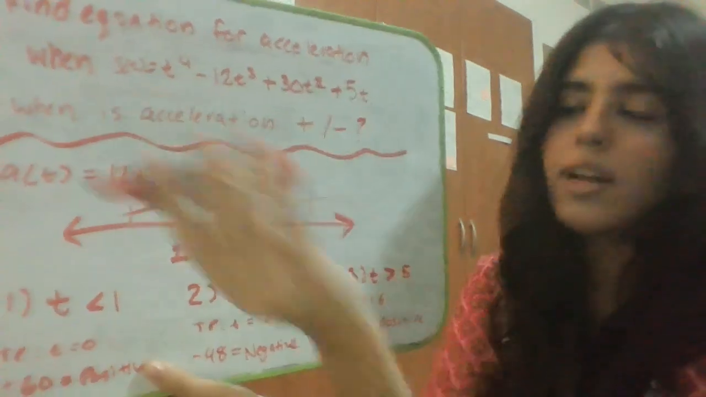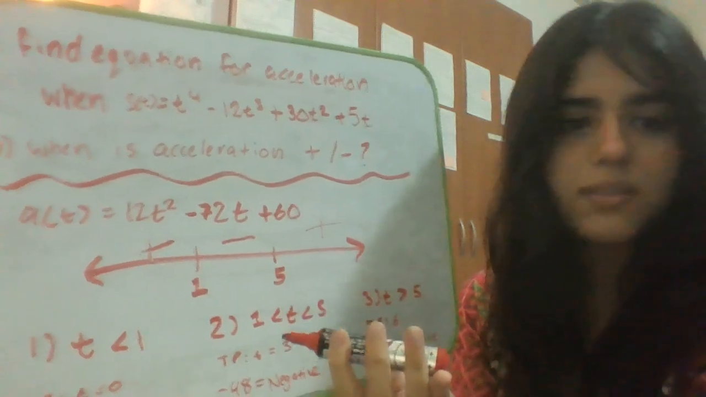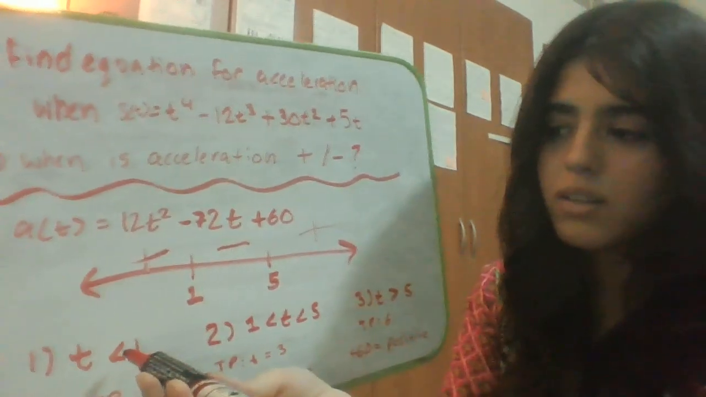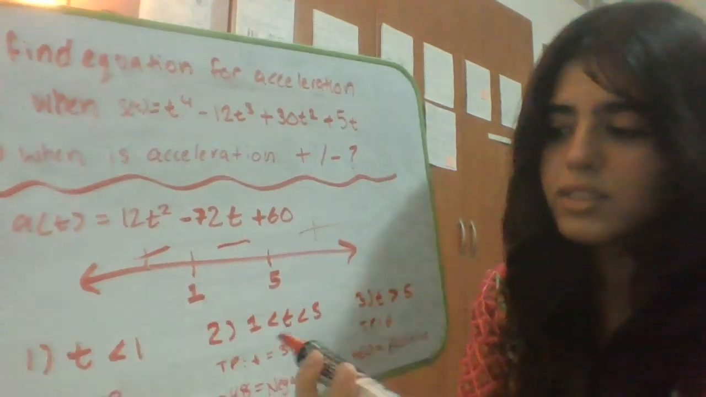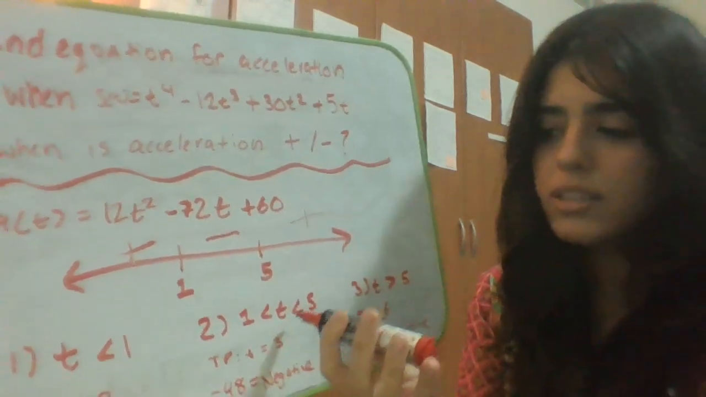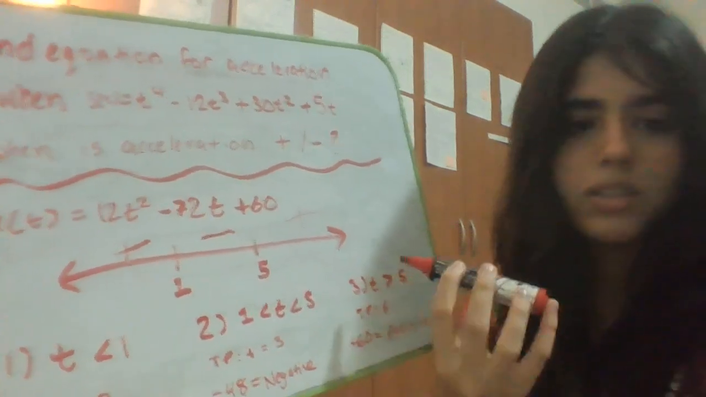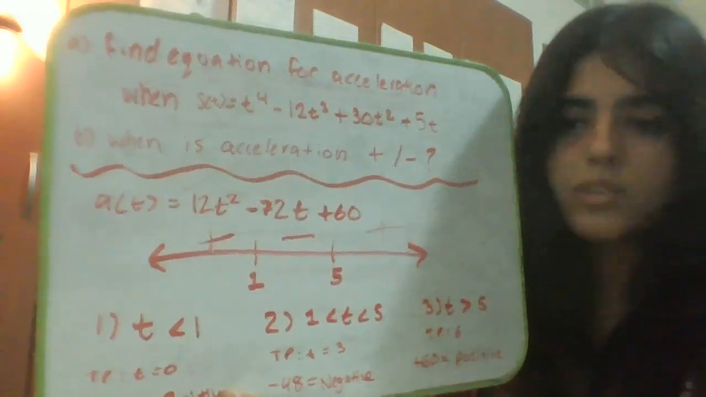So basically, we just answered part B. You got all of the intervals where the acceleration is positive and negative. You can rephrase it and say the acceleration is positive when t is less than 1, the acceleration is negative when t is greater than 1 but less than 5, and the acceleration is positive again when t is greater than 5. So that's the whole question solved.